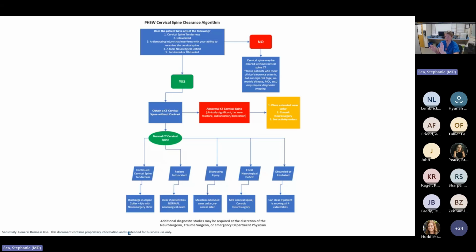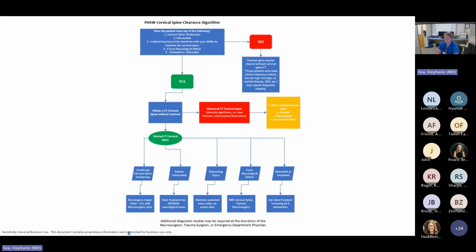If they do not, then the spine can be cleared. If one of those is positive, we keep walking down. So we will obtain that CT cervical spine. If it's abnormal, we'll place the extended wear, call neurosurgery, and you'll see some special orders for that. If it's normal, here are some special circumstances that may occur. And this is what our trauma department has deemed our next best step.